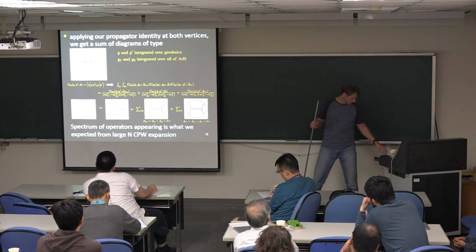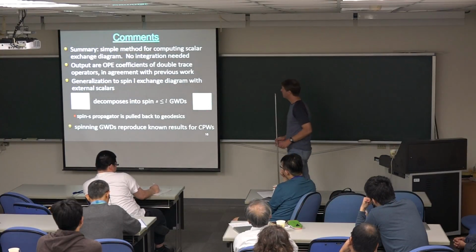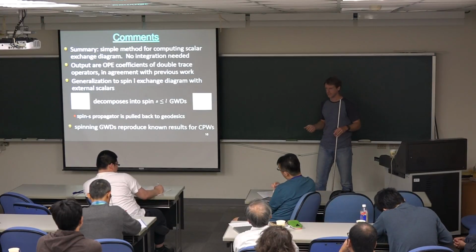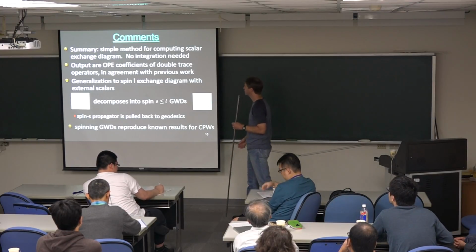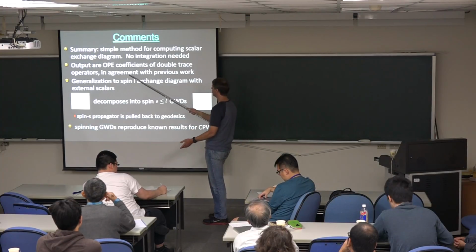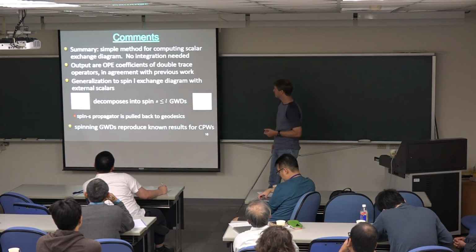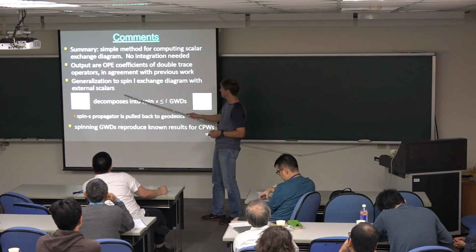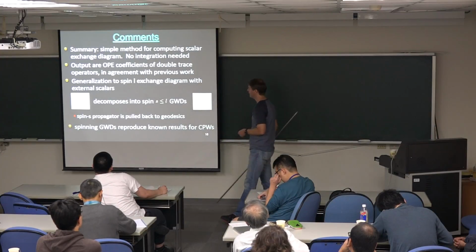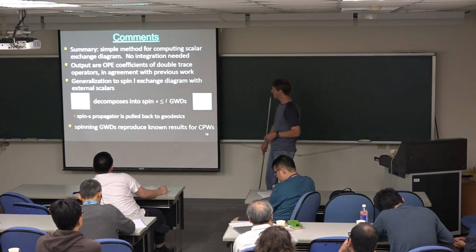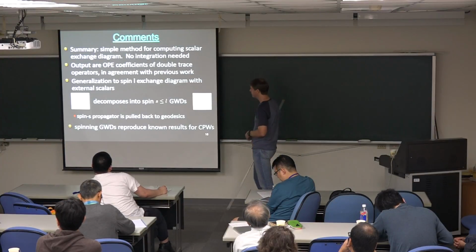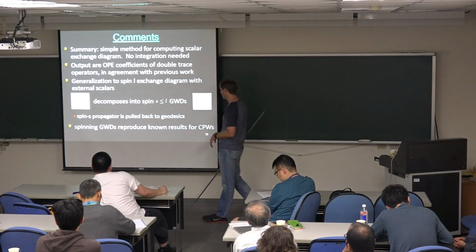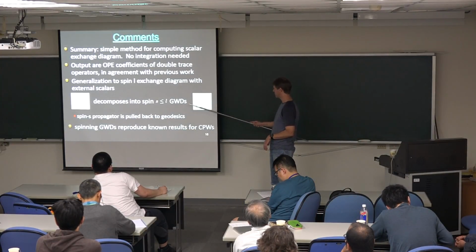And indeed, you can check that this agrees with previous computations of this expansion that were done in more than 40 ways. Okay, and one output of this is that you get the OPE coefficients for all the exchanges. And you can generalize this from scalar exchange to exchange of some spin L, and it's basically the same idea, except you use the propagator for that spin L field, and then you have to do a pullback of that spin L field to the geodesic. Otherwise, it's basically the same thing, and then you reproduce.